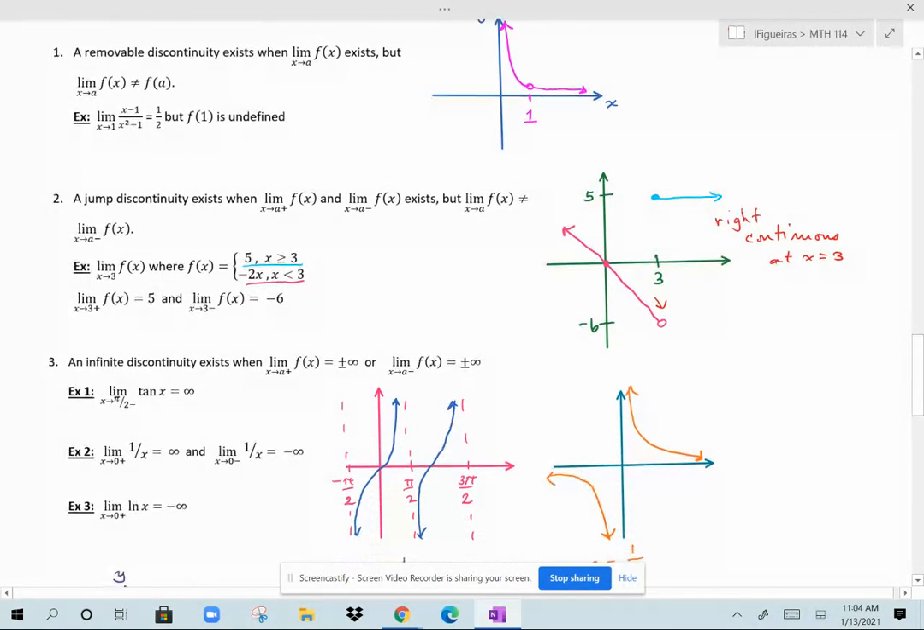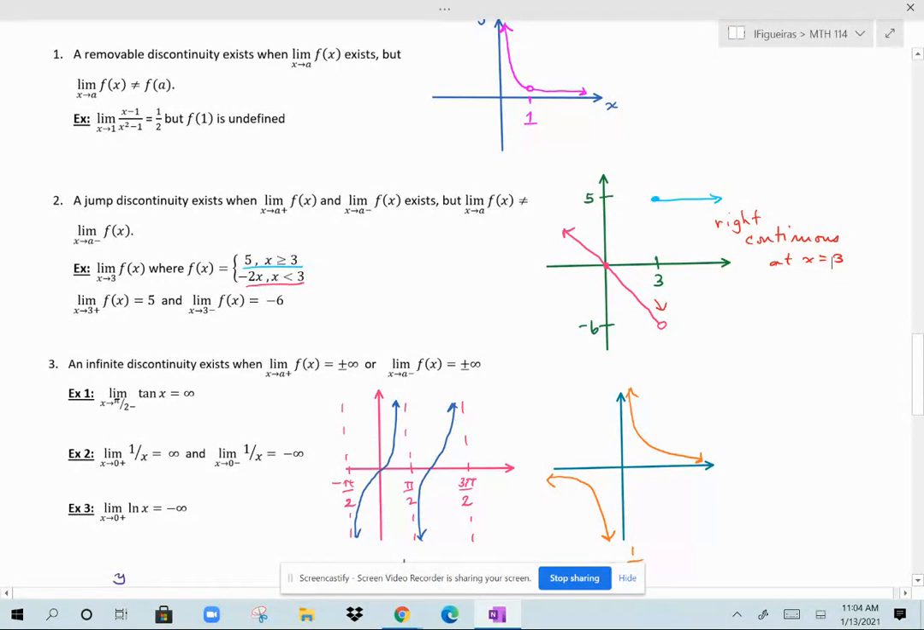And the last type of discontinuity is called an infinite discontinuity, and that's when you approach your limit either from the left or the right or both, and your function is either going towards positive or negative infinity. And so typically those will represent vertical asymptotes, and vertical asymptotes are shown on a graph as a vertical line that's dashed. So here are 3 different examples.